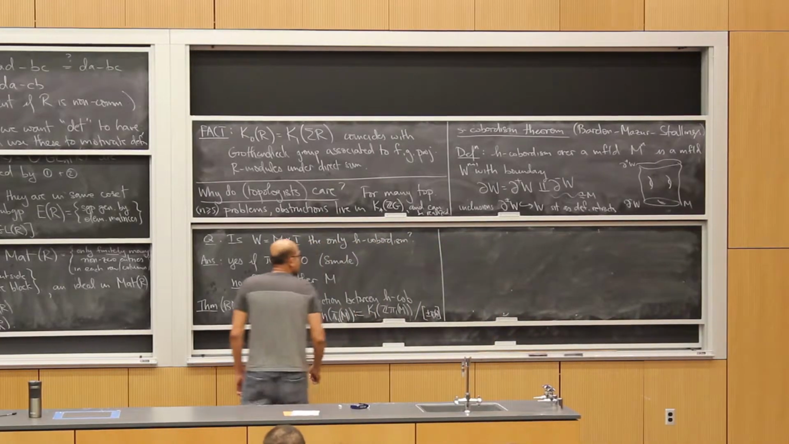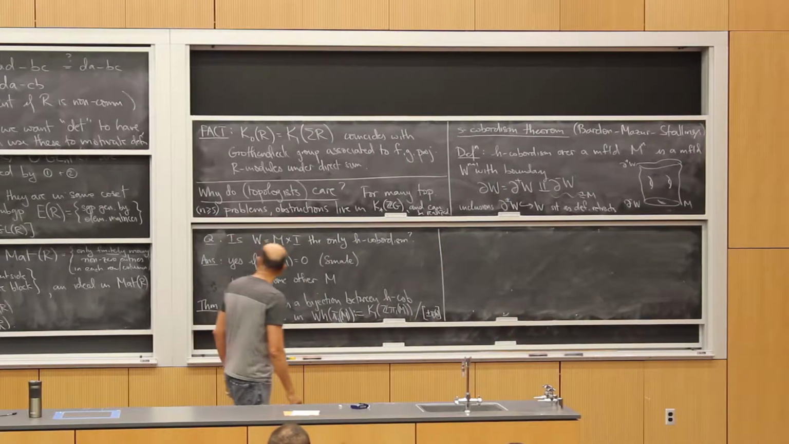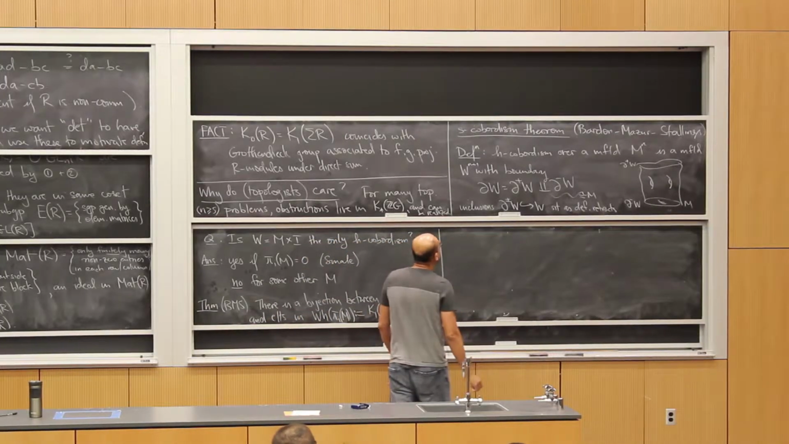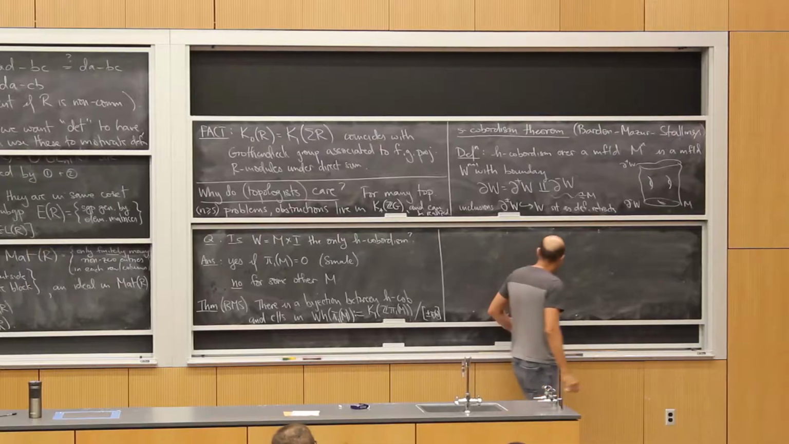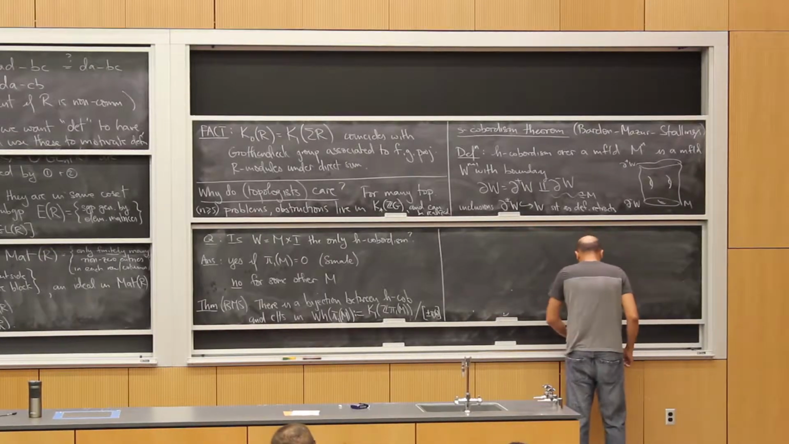All right. Let me give one other example: the Wall finiteness obstruction.